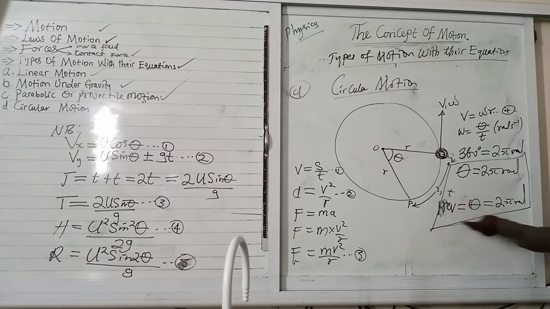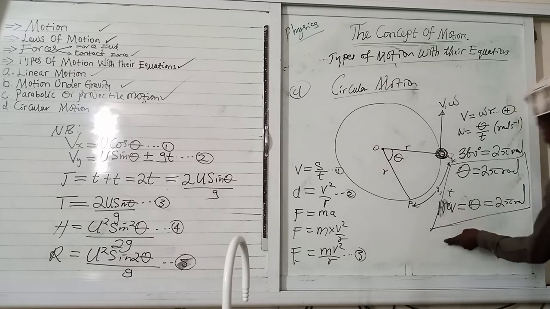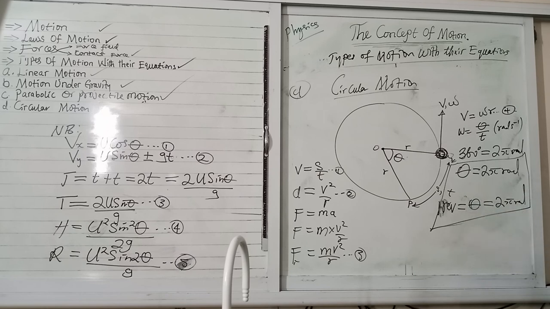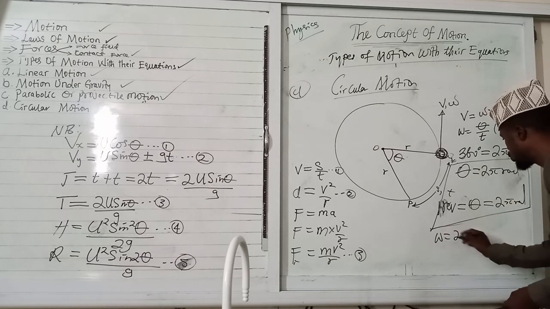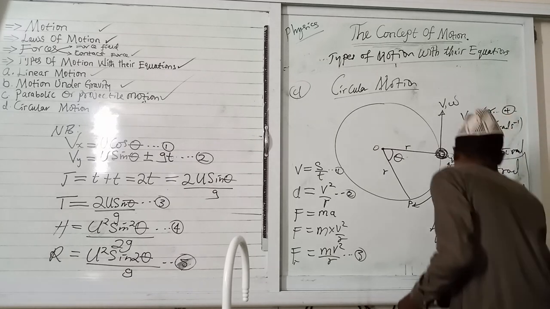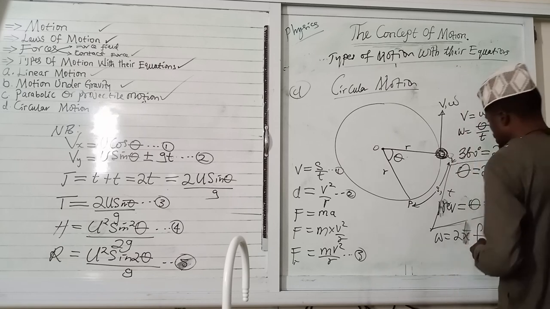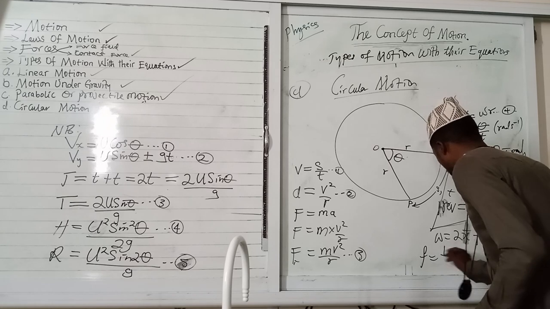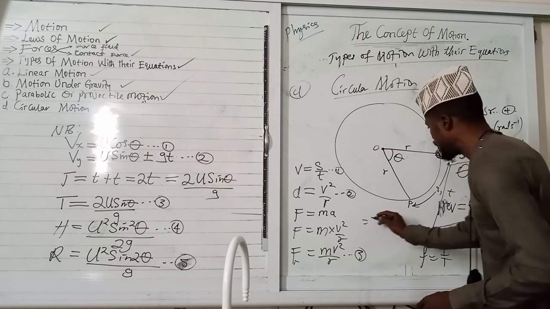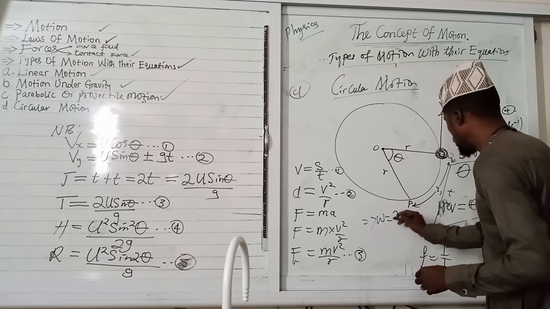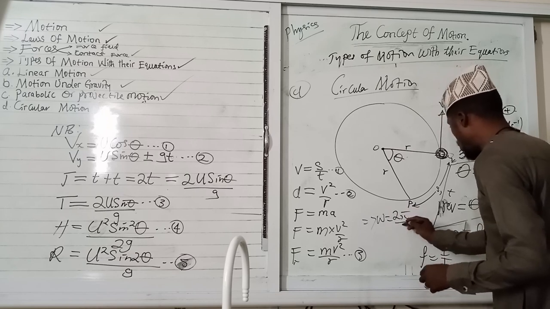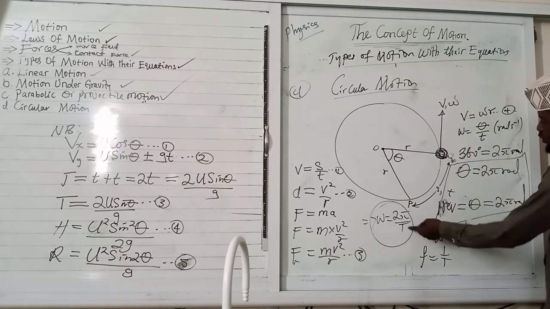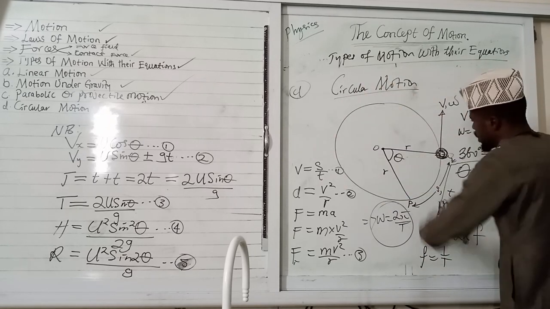So if one rev is equal to this, 3 rev is equal to what? You use this to get the other values of theta. And then you know that your angular velocity is equal to 2 pi f, so that you can also use this equation to find the frequency with which this object moves. And you know that your f is equal to 1 all over T. So it implies that your omega is equal to 2 pi all over T, so that we can also use it to find the period of oscillation of this particle.